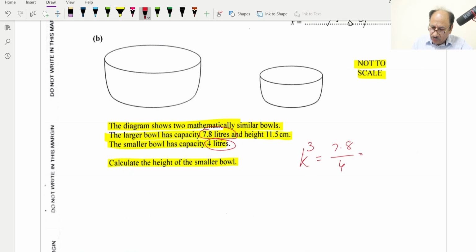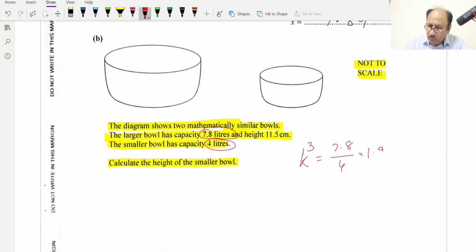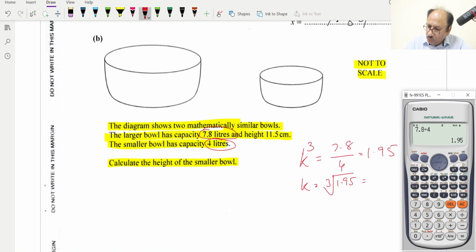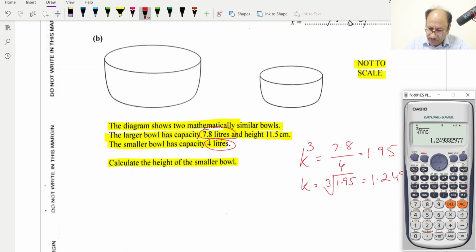And this will be equal to what? We can divide 7.8 by 4, which is 1.95, and we can find the k value. The value will be the cube root of 1.95, which is equal to 1.249. So I will write 1.249. There are more digits, so I'll keep that number.